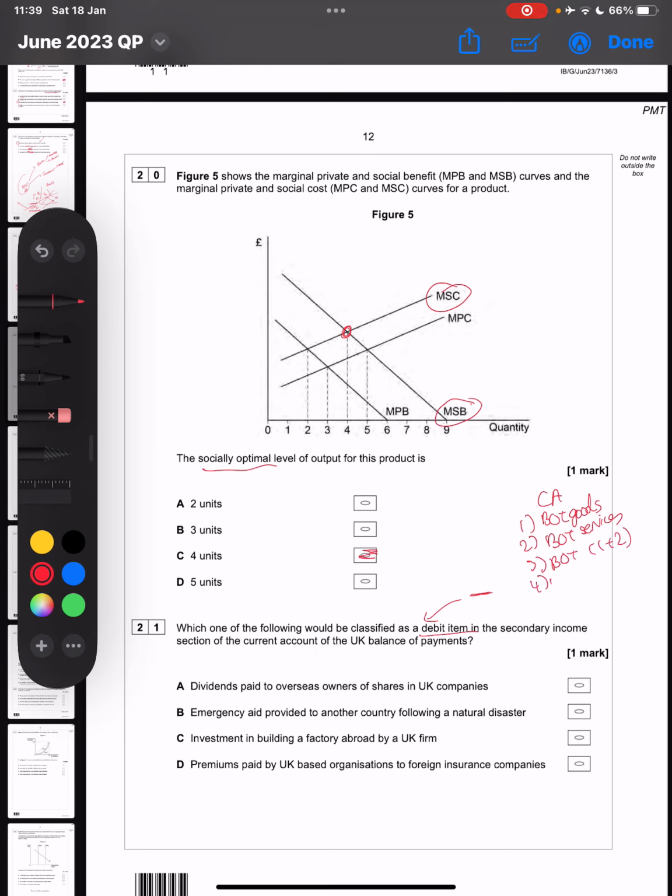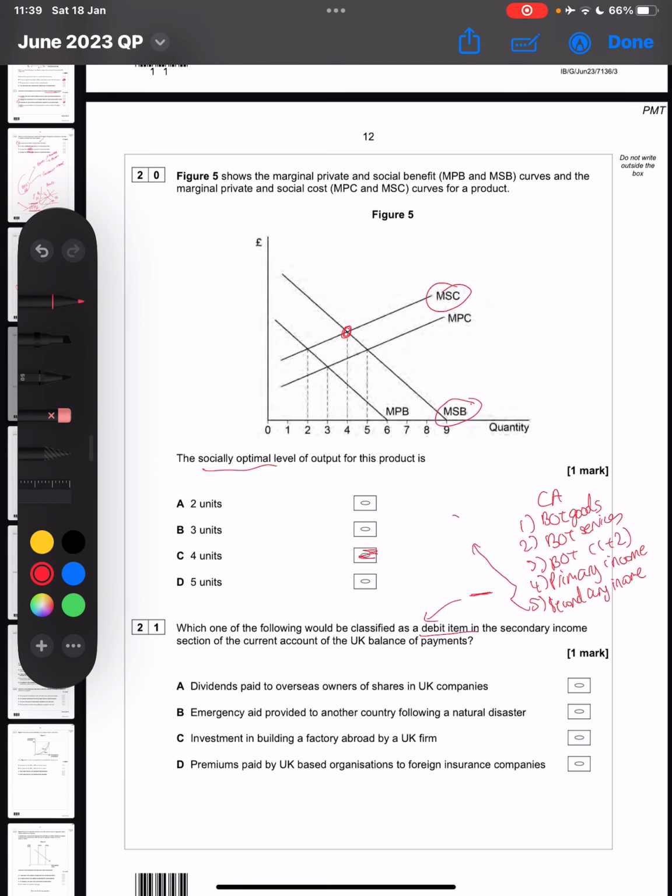And then you have something called primary income, which is earned income. Like, for example, your wages, all that kind of stuff. You're coming in from abroad and then sending abroad. And then you have your secondary income, which is your unearned income that's given to you. So it's income for you, but you didn't earn it.